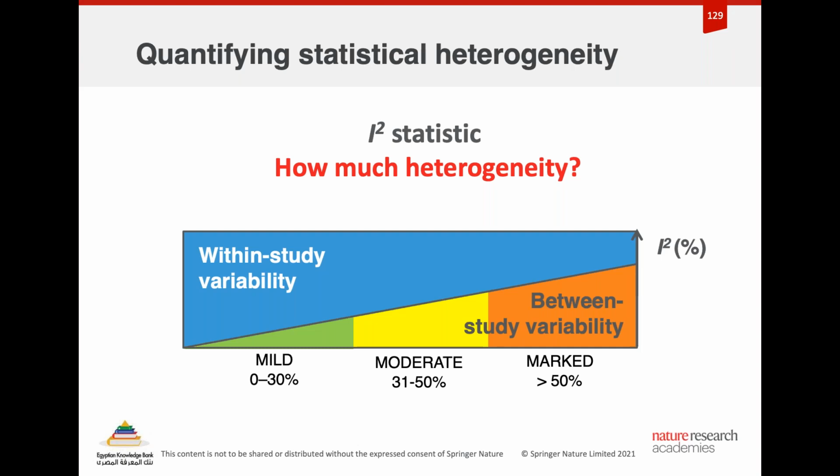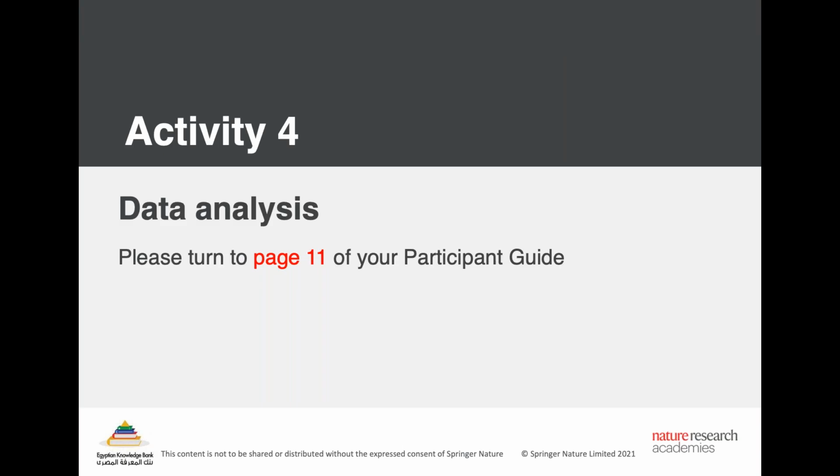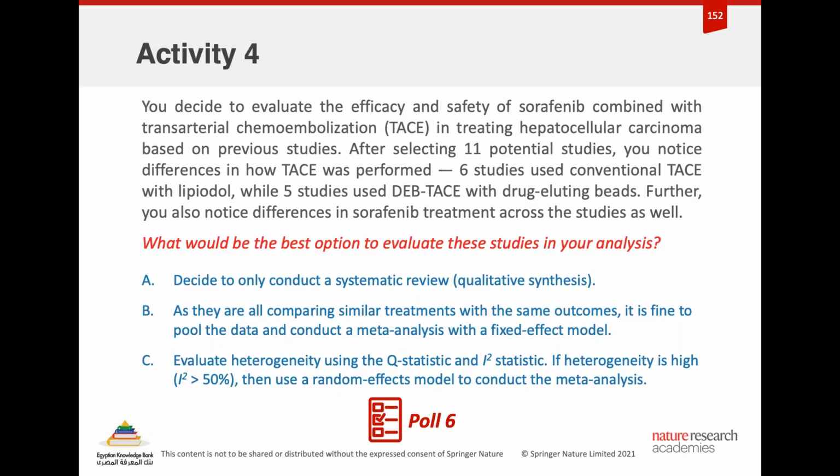So with that, let's now move on to our last activity of the webinar, and this is activity 4. This is found on page 11 of your participant guide. Let's say you decide to evaluate the efficacy and safety of sorafenib compared with TACE in treating hepatocellular carcinoma based on previous studies. After selecting 11 potential studies, you notice differences in how TACE was performed.